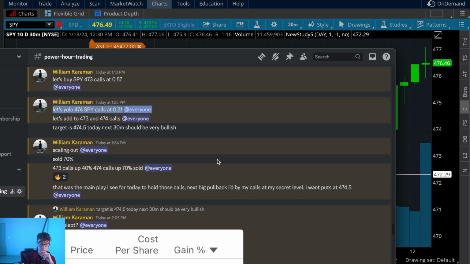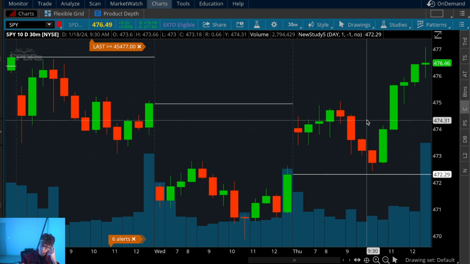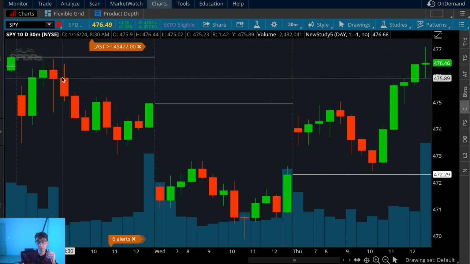That's a whole other trading strategy. But I made it very clear to my team at 1:31 p.m. the target was 474.50, and the 30-minute is very bullish, and it should close bullish while I was holding in these calls. But anyways, just look at this pattern.